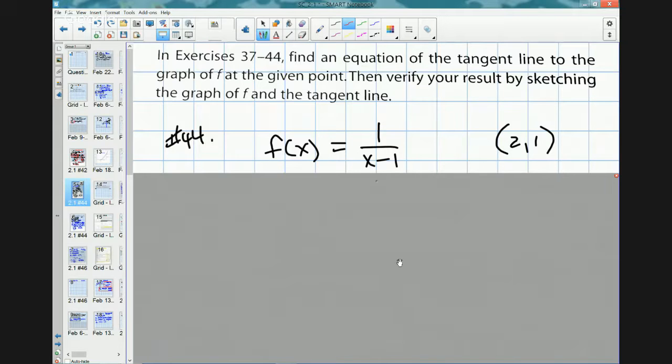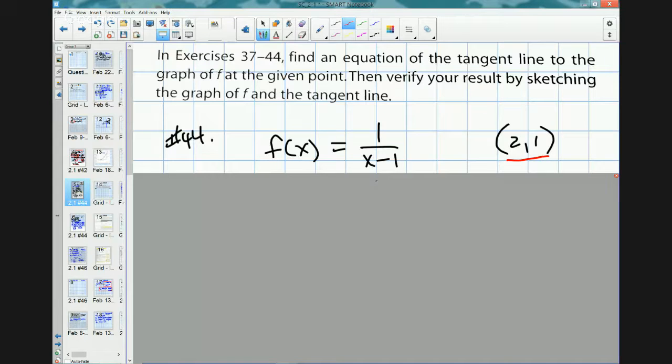The same directions, different function, and a different point. By the way, does that point match up? If you plug in 2 for x in that equation, will you get an answer of 1, like it says right here? And you do, right? Because if you plug in a 2 for x, you get a 2 minus 1 in the bottom, and 2 minus 1 is 1. 1 over 1 is 1. Okay.